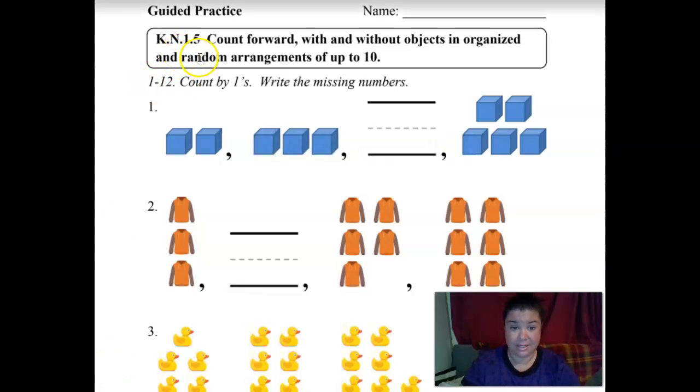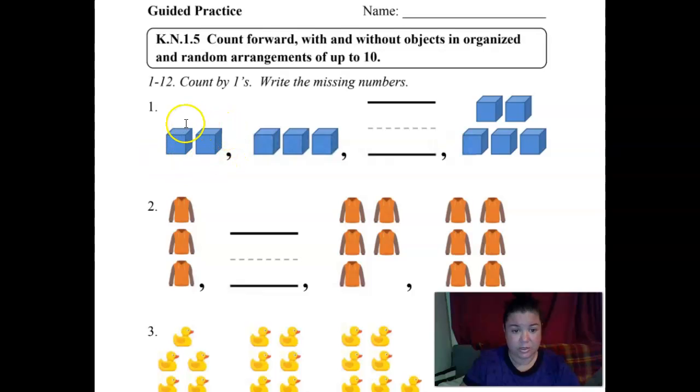This week we are working on K.N.1.5, and that tells us that we're going to count forward with and without objects in organized and random arrangements up to 10. This is going to be real easy for you. So make sure you keep practicing counting from 1 to 10, and if you have 1 to 10 down, start practicing counting from 10 to 20. I know we're getting big numbers here.